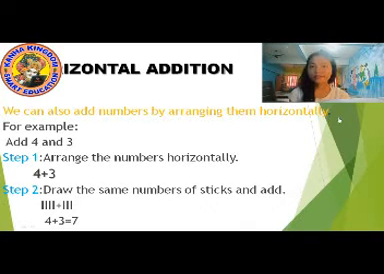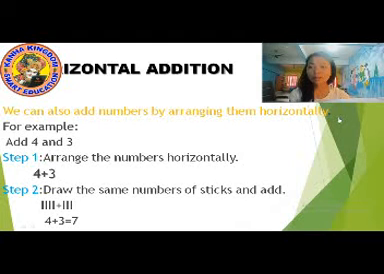After learning vertical addition, we are going to learn horizontal addition. We can also add numbers by arranging them horizontally. For example, we will add 3 and 4. Step 1. Arrange the numbers horizontally. Look at the screen, dear student. See how I arrange the numbers in a horizontal line. See? 4 plus 3.